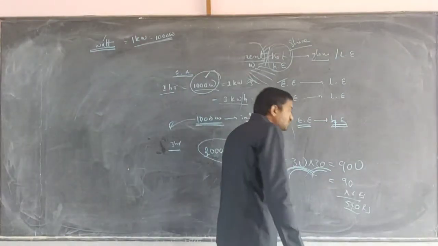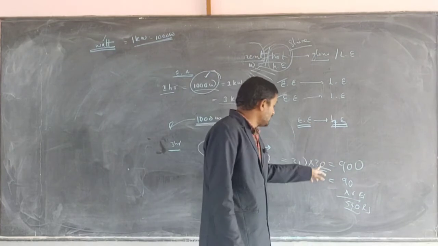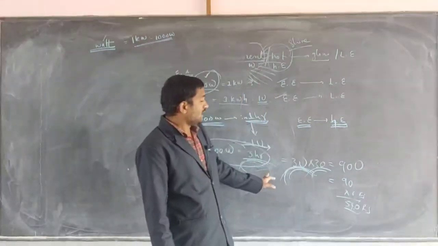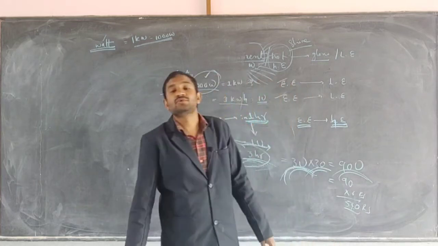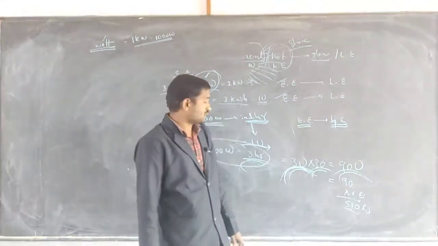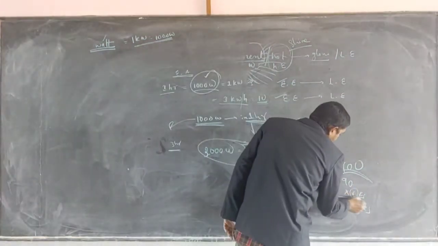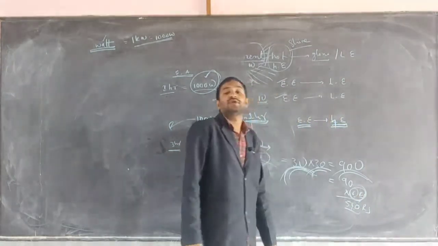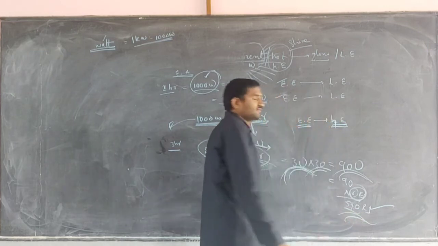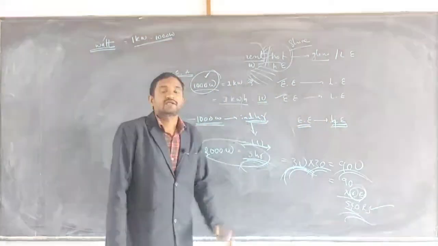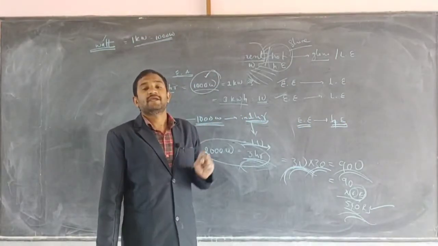So in a total month, how many days are there? 30 days. Totally how many units of current do we consume? 90 units of current we consume. So each unit of current bill is what? 6 rupees only. What amount of current bill can we get? 540 rupees of current bill we can get. We have to try to keep that in mind.